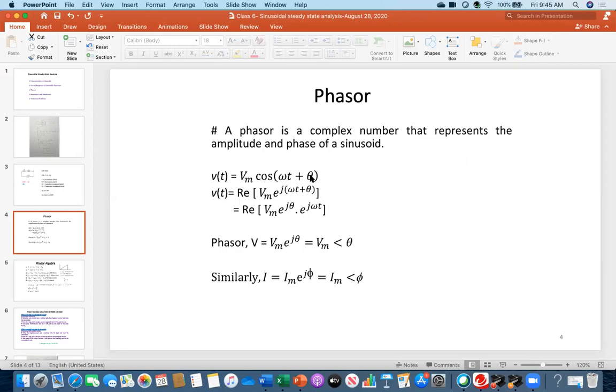You see, this is a cosine function. So look in the bracket, Vm e to the power j omega t plus theta. So therefore this one is the real part of this one. So can you guess what this one is? e to the power j omega t plus theta. This is Euler's theorem. e to the power j theta is cos theta plus j sine theta.